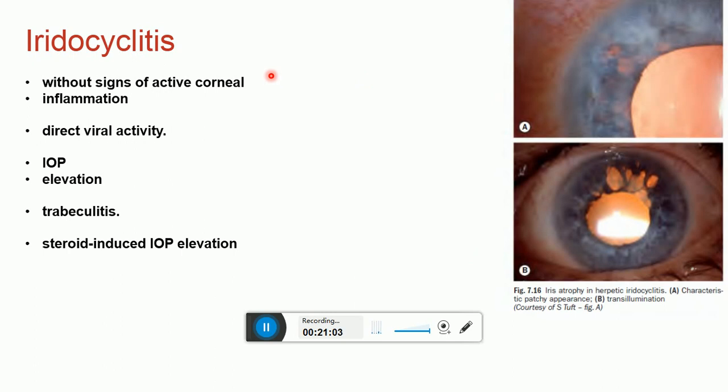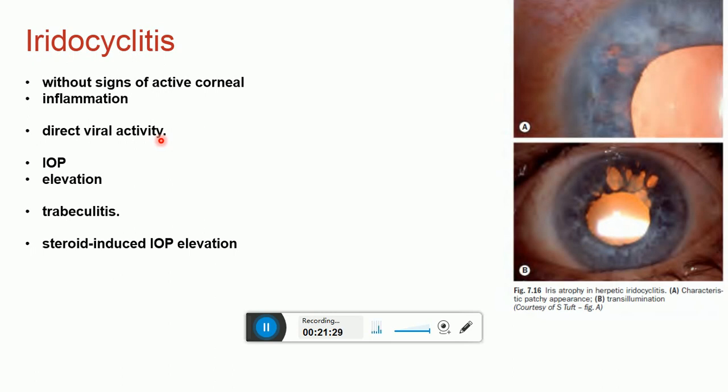Iridocyclitis. Herpetic iridocyclitis can occur without signs of active corneal inflammation, associated with direct viral activity. IOP elevation is common, presumed to be due to trabeculitis. Steroid-induced IOP elevation may also be relatively common. The etiology may be missed unless there is a history of previous herpes simplex keratitis.